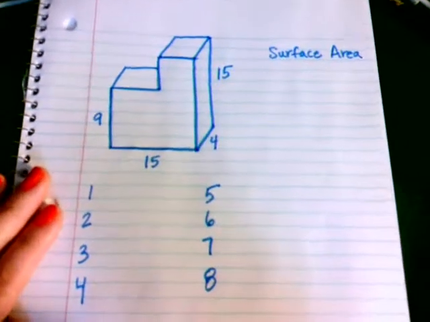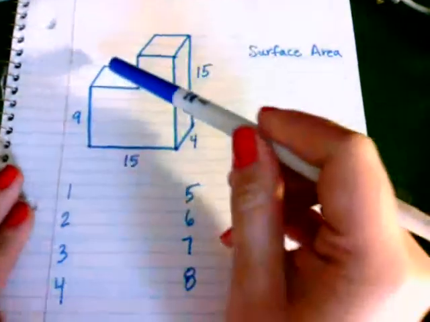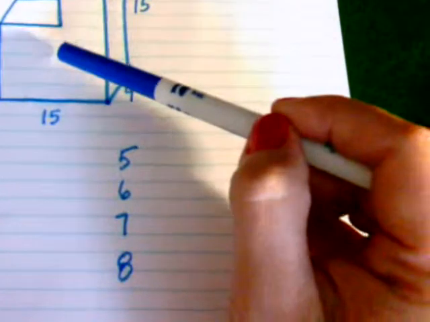So that's probably where the mistake was, is that you weren't counting all of the sides up. You might have just been counting the ones that you can see, but you have to imagine and think about the ones that you can't see.